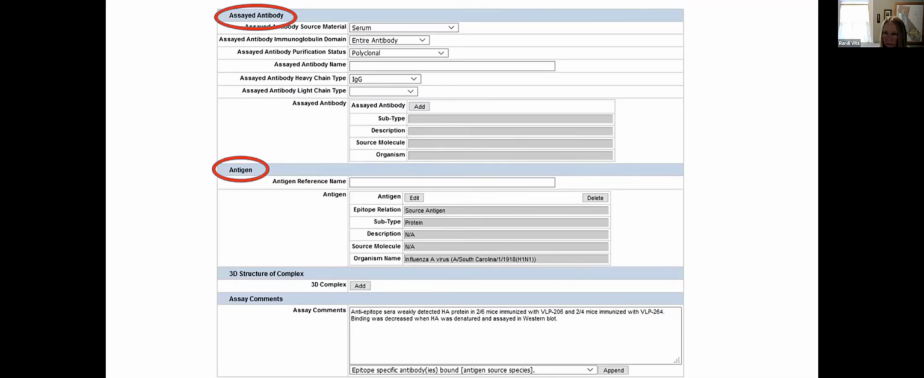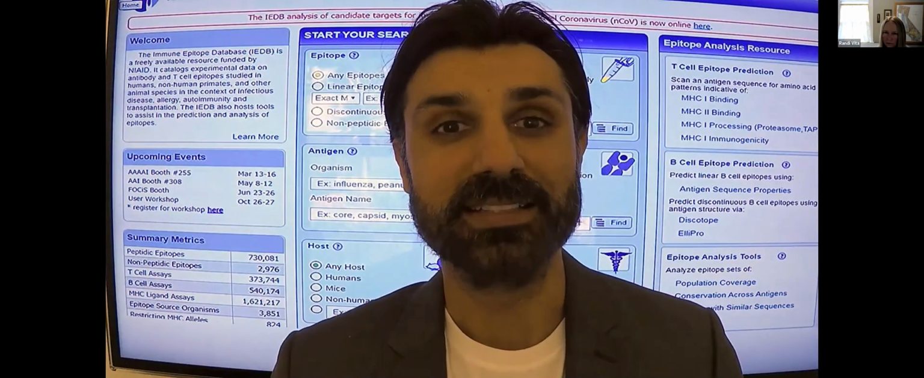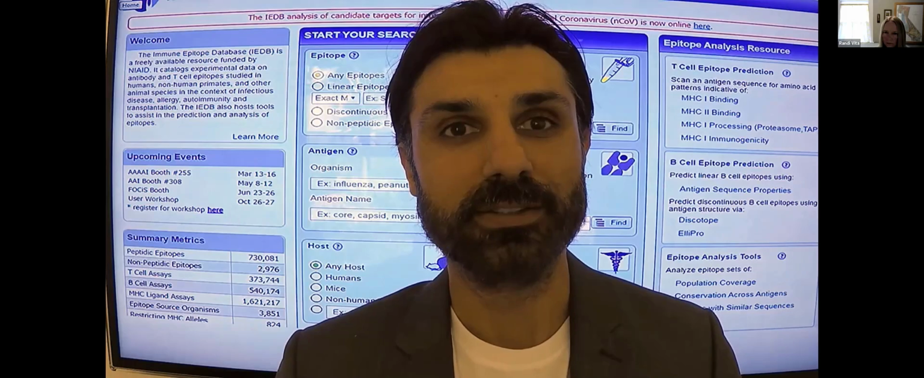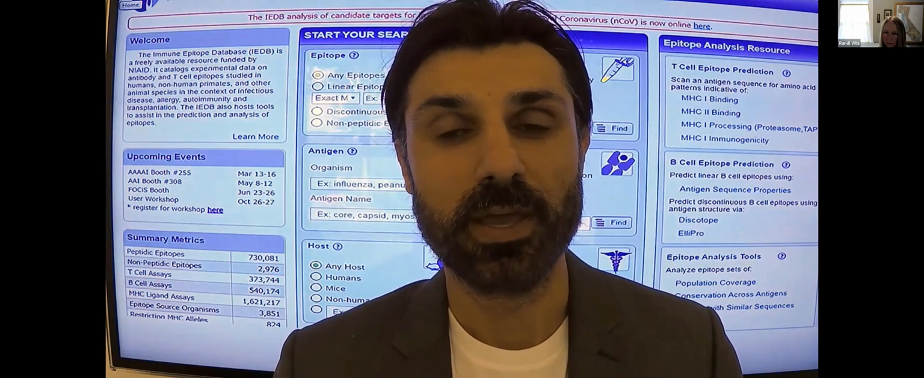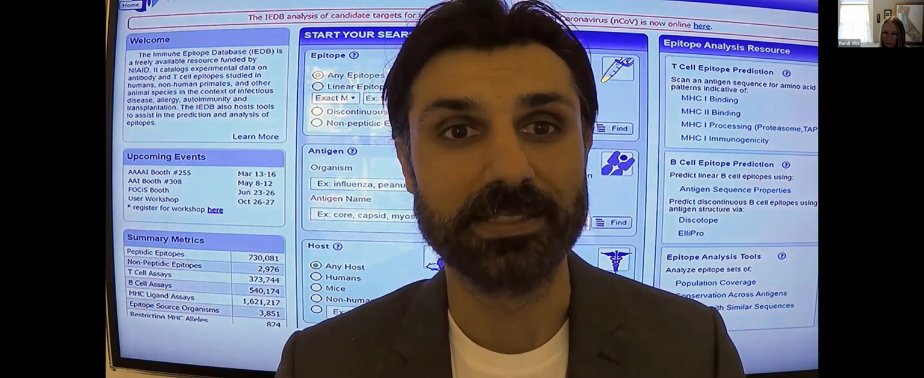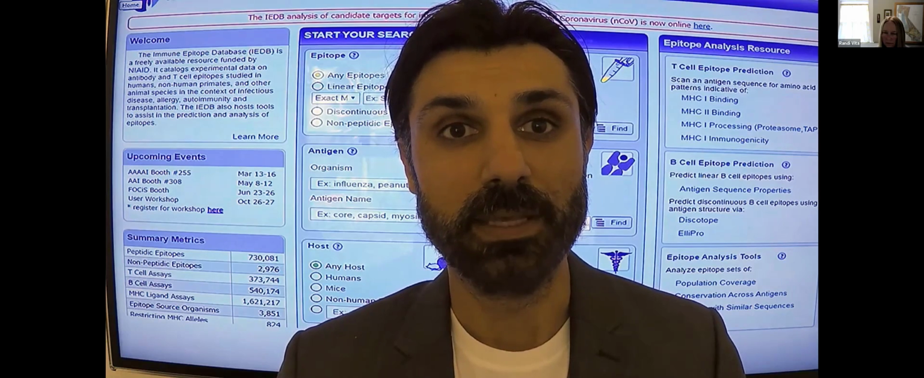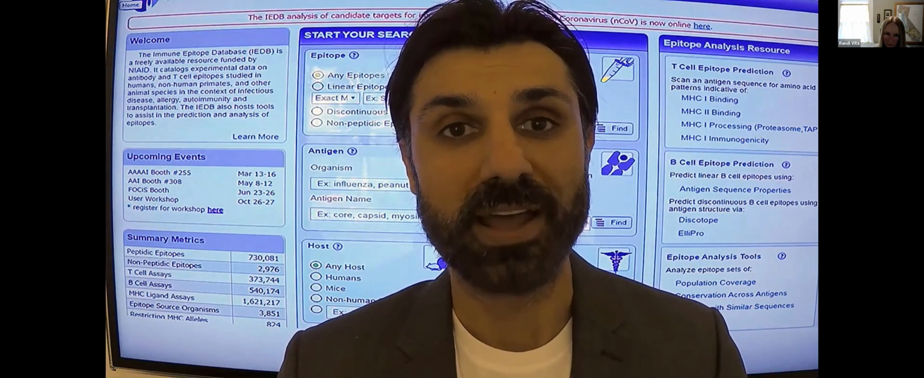But once all of the information has been curated, the data can be advanced to our peer review stage. Thanks, Debbie. As Debbie mentioned, an important final step in the curation workflow is the internal peer review process. Randi Vita, the IEDB Quality Control Manager, will provide an overview of this process.